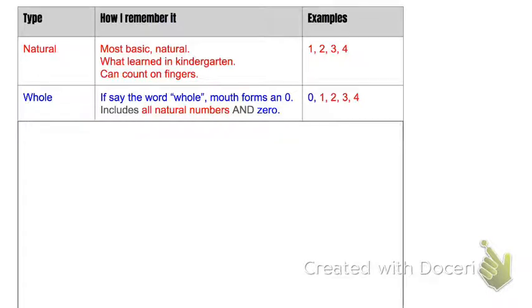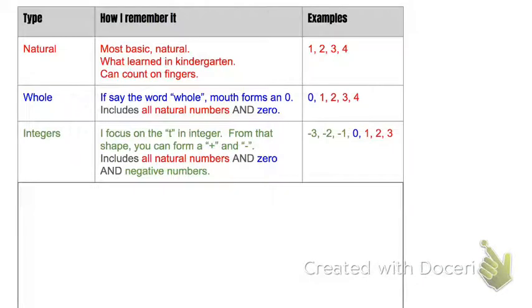And then after that, remember you learned about negative numbers. And that's integers. This one's kind of a stretch, but when I see the word integers, I focus on the T. And that T, I realize I can make a positive and a negative symbol out of a T. So I just think of integers as positive and negative. Integers include all your natural numbers, 1, 2, 3, 4, and so on. It includes your 0, but now it also includes -1, -7, -11, all the negative numbers.